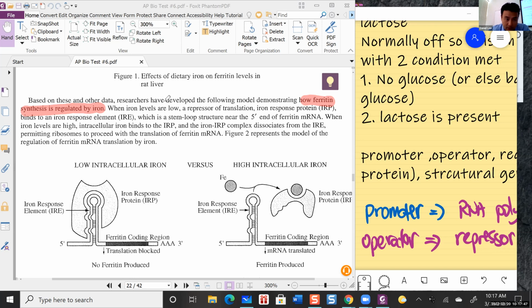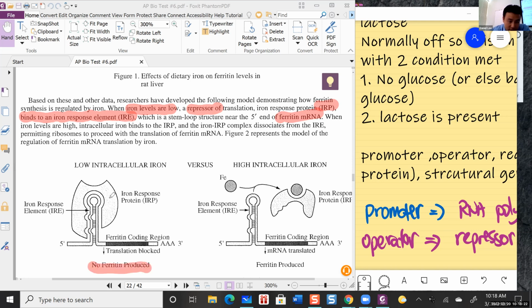When iron levels are low, there's a repressor of translation. So again, you should highlight this. Low iron, a repressor called IRP, binds to the iron response element. What the heck? Which is the stem loop structure near the 5' end of ferritin mRNA. Now, ferritin mRNA makes ferritin. So if you have this repressor, which is IRP, attached to the 5' end, then there's no ferritin produced.